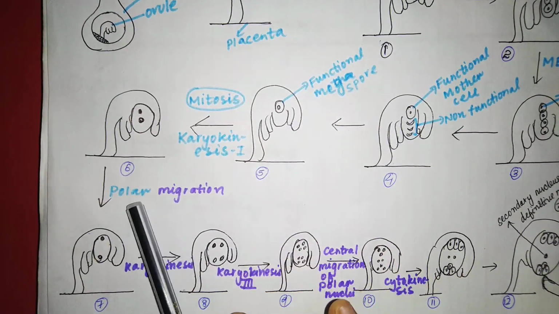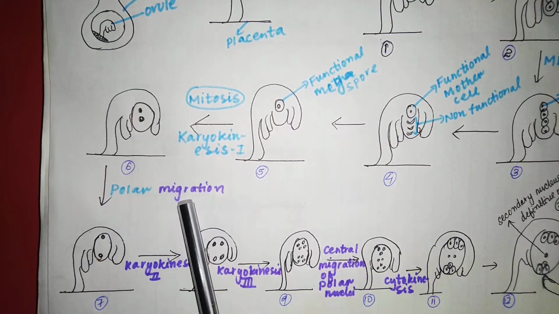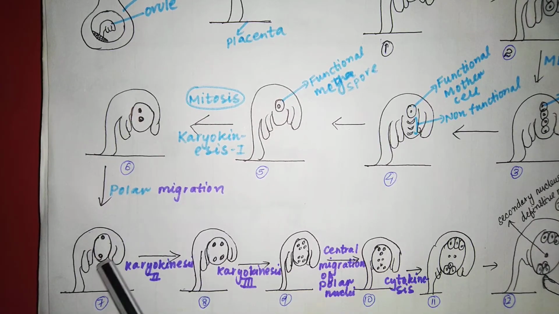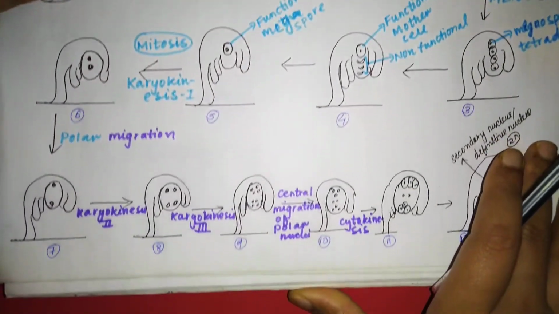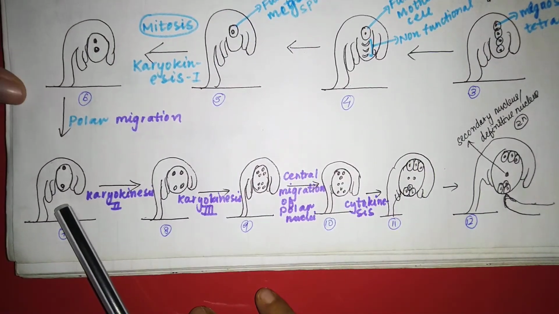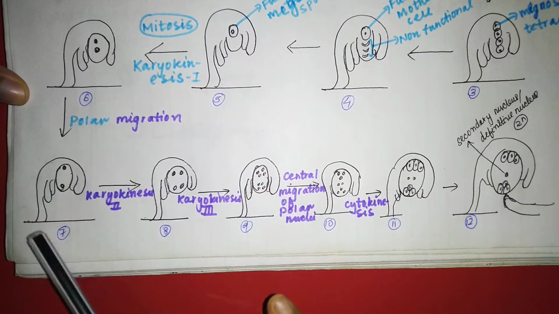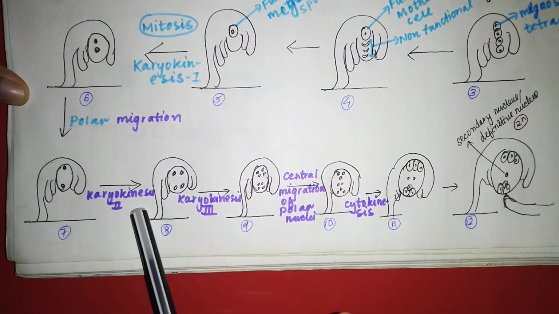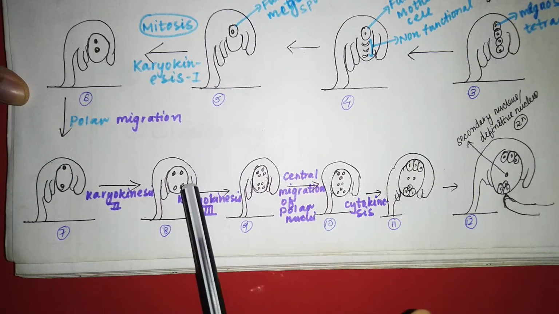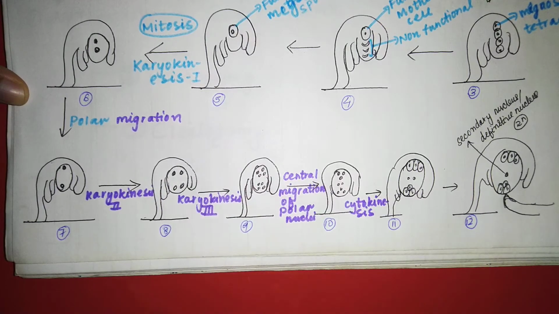And in the next step, there will be a polar migration. Polar migration is a step in which the nuclei will shift towards the two polar sides. After the shifting of nuclei to the poles, karyokinesis 2 will occur, as a result of which two more nuclei will form. Two nuclei towards one side and two nuclei towards the other side.